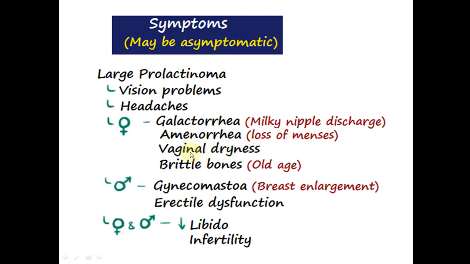And the lack of estrogen will cause dryness of the vagina and problems during sexual intercourse. And inhibition of the estrogen will allow the osteoclasts free to cause bone breakdown and osteoporosis, and particularly in the old age female, she will be very susceptible to bone fractures due to minor injuries. In the male, it will cause gynecomastia and erectile dysfunction, while in both the males and females, they will experience loss of libido, and this will lead to infertility issues.